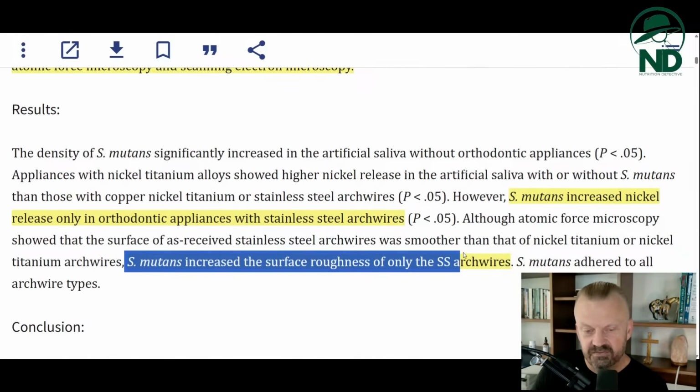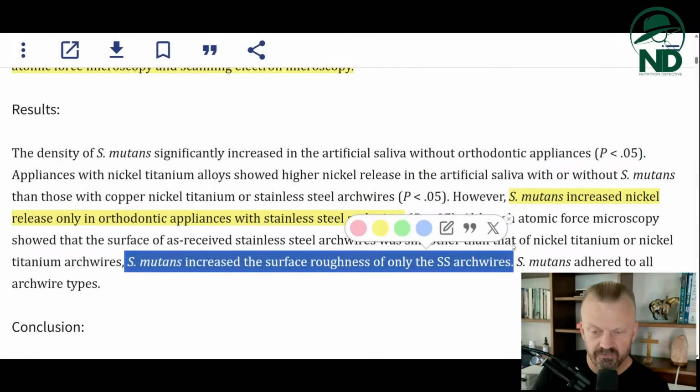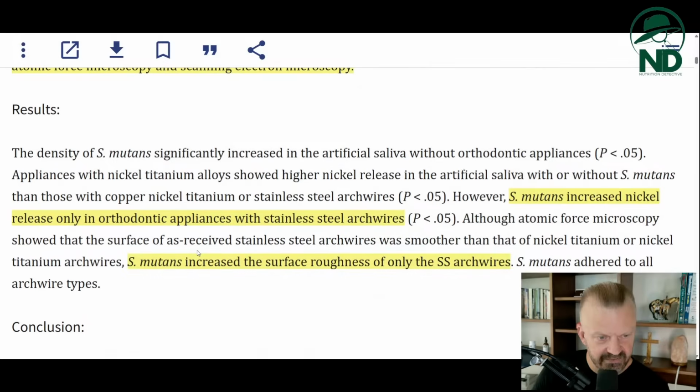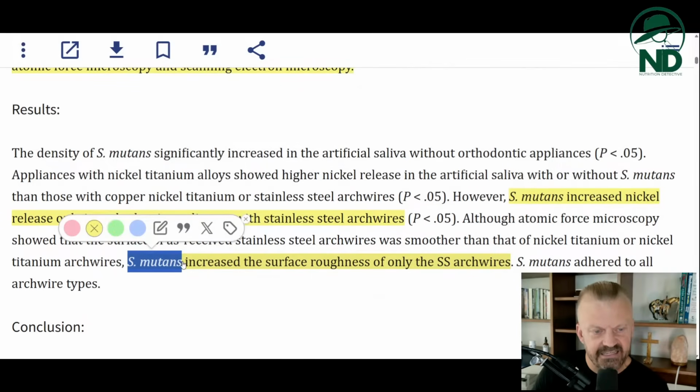Streptococcus mutans increase the surface roughness of only the stainless steel arch wires. It's increasing the roughness. Do you understand that it was smooth and now it's rough, which means that strep mutans is literally eating the stainless steel. It's literally eating away the stainless steel. Wow. What was that we said? More braces results in more cavities. Streptococcus mutans literally eats the braces, feeds on the nickel, and then you get more cavities.